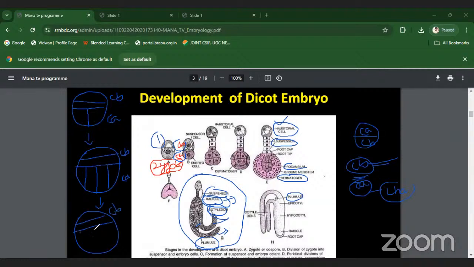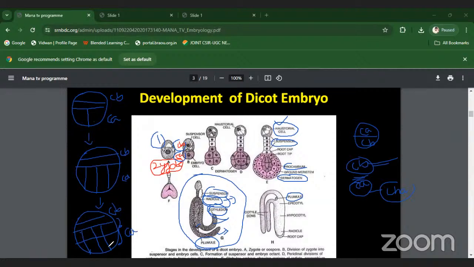Already in CA, one vertical division follows another vertical division. Next, a transverse division takes place like this. This is completely CA, right? Now how many cells are formed in CA? Eight. Eight cells form the octant stage.